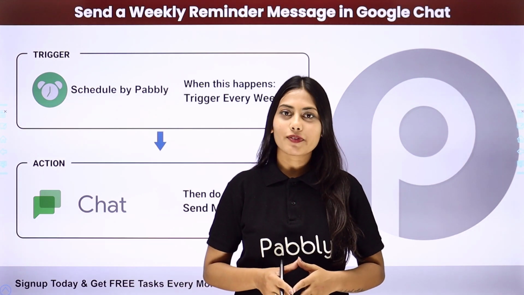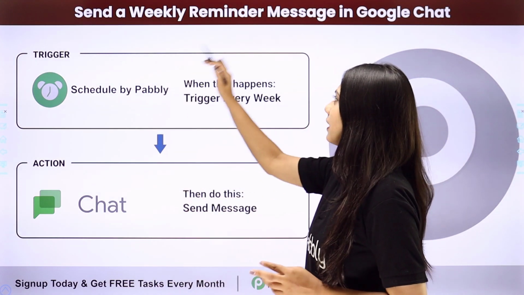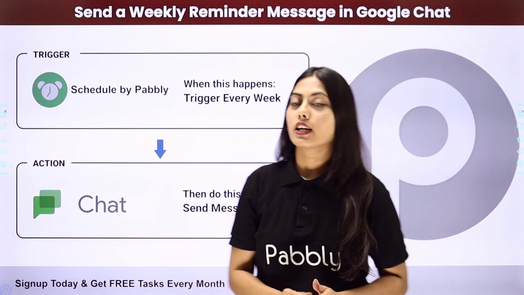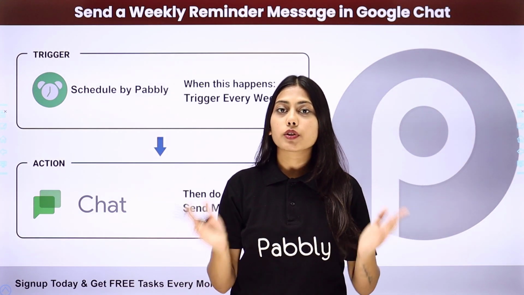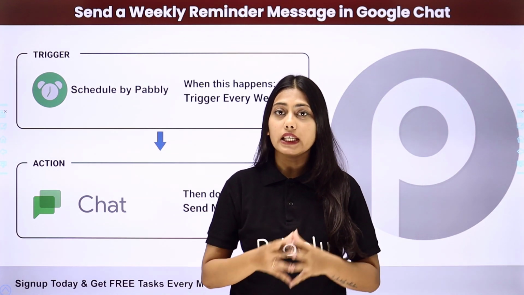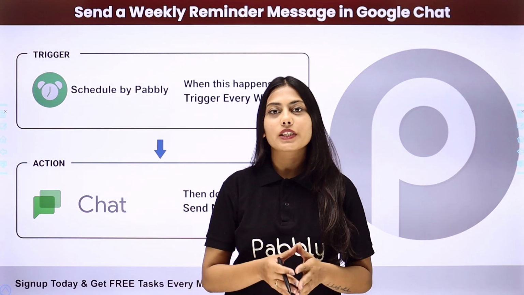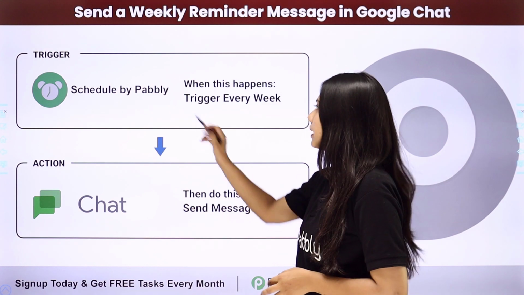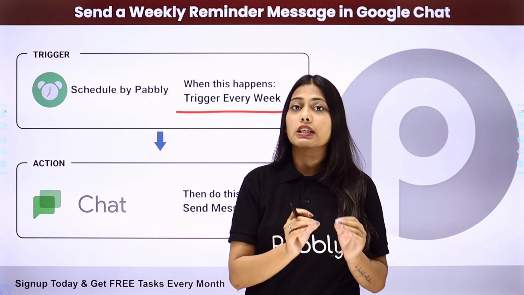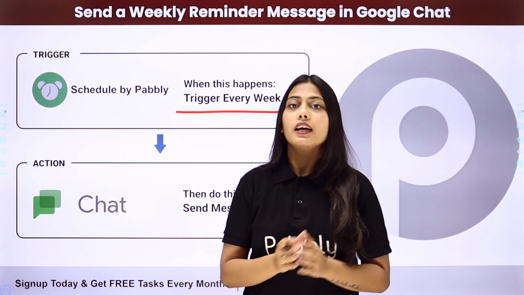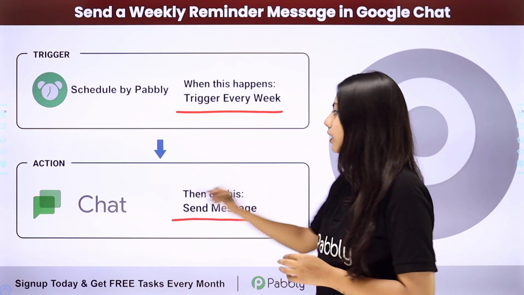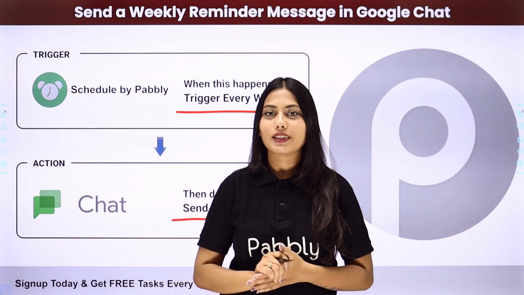Hello everyone, in this video we are going to learn how to send a weekly reminder message in Google Chat. So if you want to remind all your members of the group in Google Chat every week without fail, then you can go for this automation that we are going to create using Pabbly Connect, where our trigger will be to trigger every week on any specific day of the week using Schedule by Pabbly, and then our action will be to send a message in Google Chat. Let us learn how to do that.